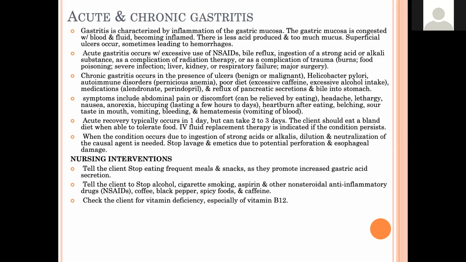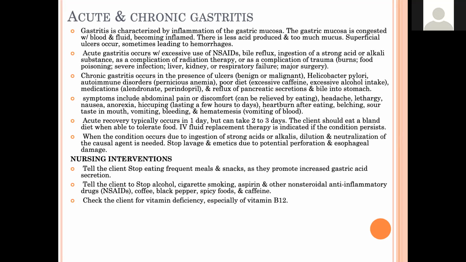Okay, autoimmune disorders can be a problem here, right? Autoimmune disorders are where your immune system attacks your own tissue. Examples can include pernicious anemia, right? Poor diet can be a problem, right? Too much caffeine, too much alcohol intake, okay?